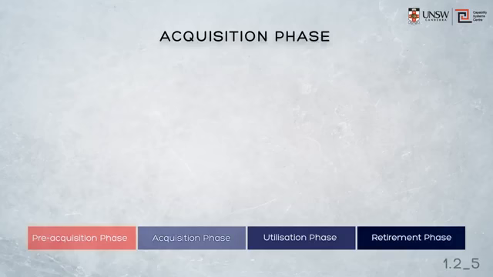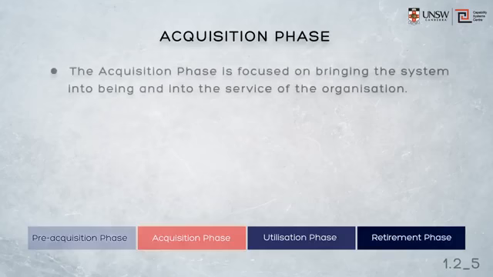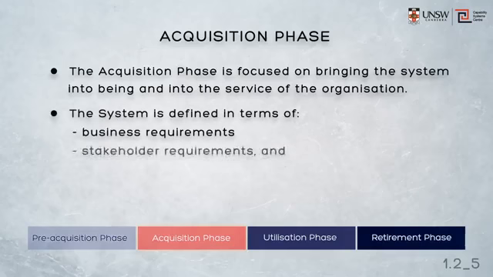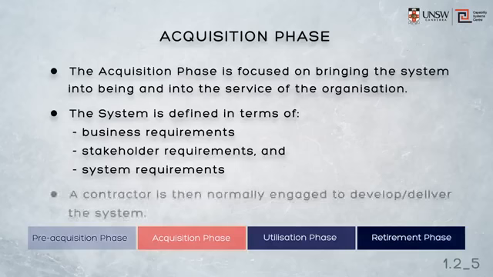Once the business needs for the system can be justified, they provide the input to the acquisition phase, which is focused on bringing the system into being and into service in the organisation. This would normally involve defining the system in terms of three major artefacts, which we'll describe shortly: business requirements, stakeholder requirements, and system requirements. We'll also see shortly that the customer could then go on to develop the system, but most commonly a contractor is engaged to develop the system and then deliver it back to the customer, who introduces it into service in the utilisation phase.